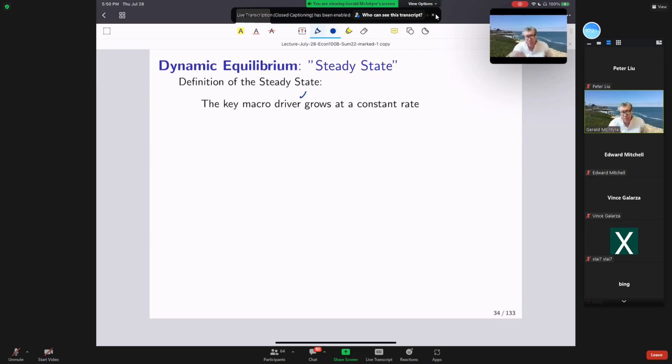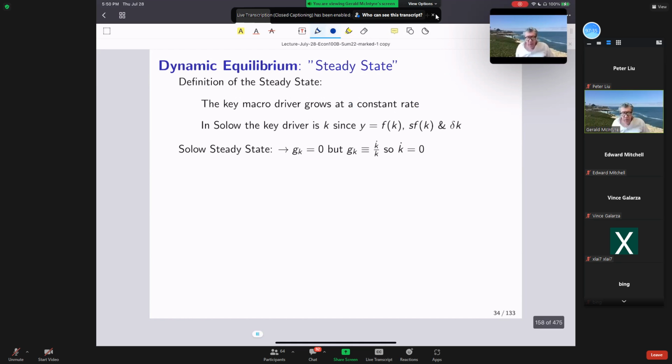Well, the key driver is K, and its growth rate is K dot over K. The question is, what constant rate? Solow says the following. The constant rate is zero. Let's set it equal to zero.